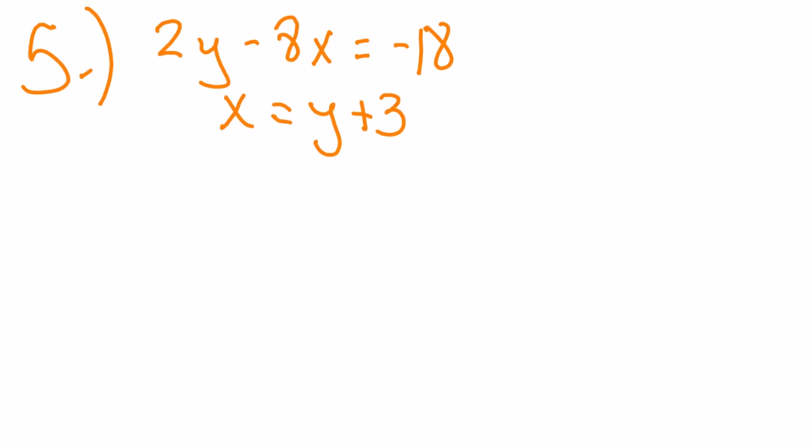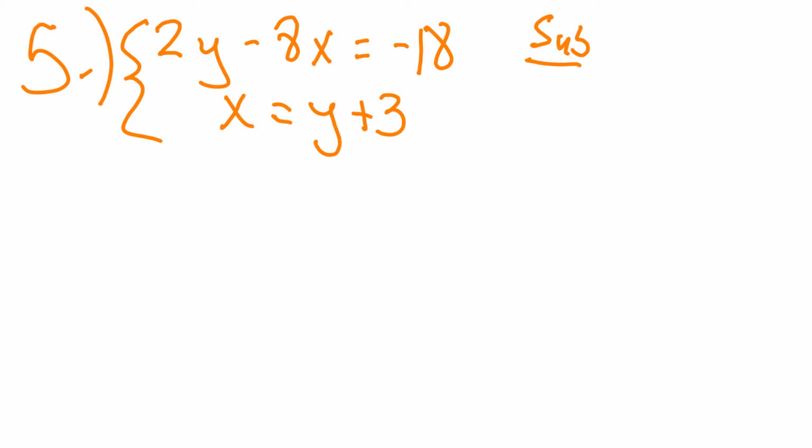Alright, number 5, it's a system of equations, which means we've got to find a number for x and a number for y that makes both of these true at the same exact time. There's two ways to do this. We're going to use substitution.